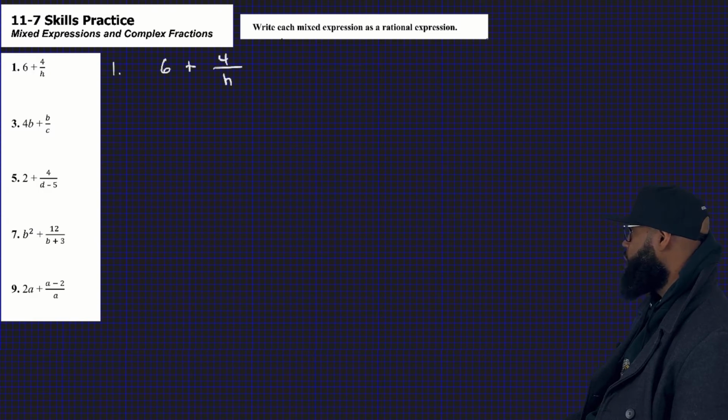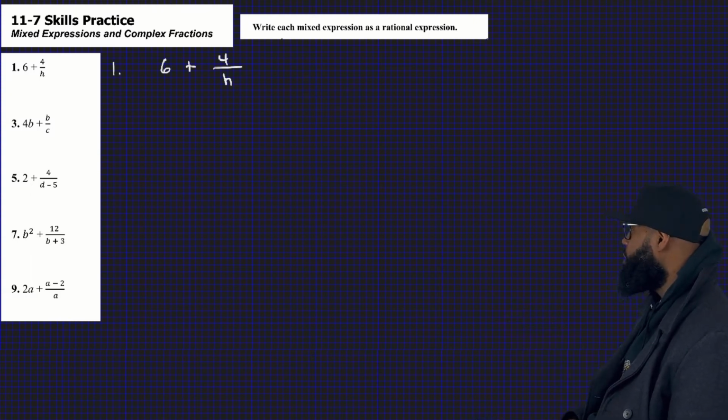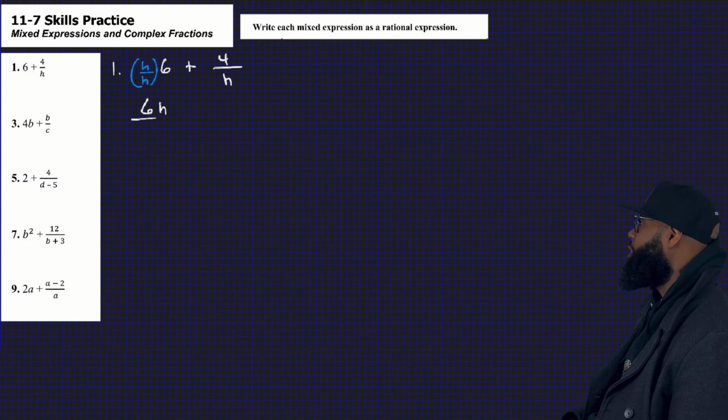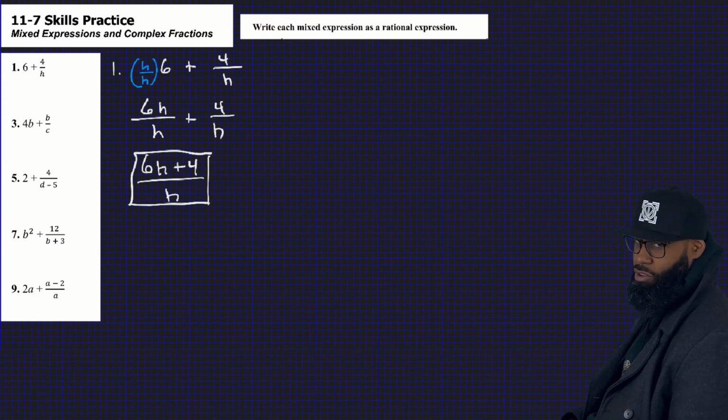So I need a common denominator to add these. 6 does not have a denominator. If it does, it's invisible, and it's called 1, the invisible 1. So let's go ahead and make 6 into something we can work with, h over h. So that's the big one in blue. h divided by h is 1. So 1 times 6 is still 6, but we're going to make it look like this, 6h over h. So now they have the same denominator, so 6h plus 4 divided by h, and that is my answer. So took care of that mixed expression.